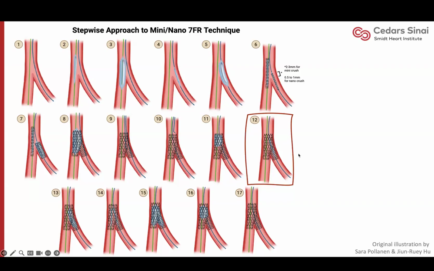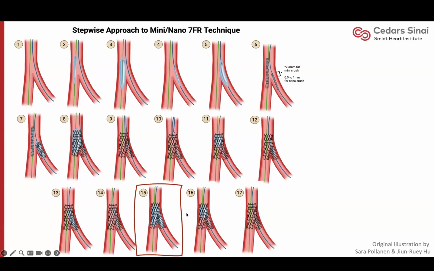Advance a small profile compliant balloon and perform high-pressure dilation through the struts of the main vessel stent into the side branch, as such. Now that you have an opening into the side branch again, advance a non-compliant balloon into the side branch and a non-compliant balloon into the main vessel. Line up the proximal dots and perform kissing balloon inflation.